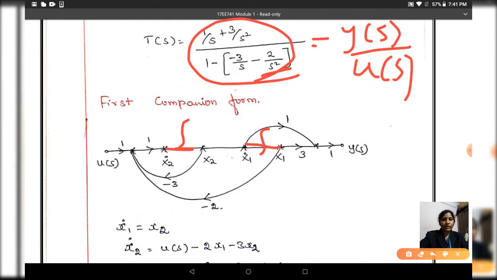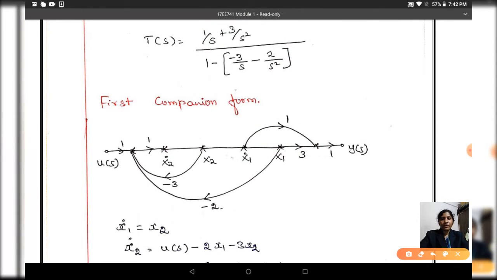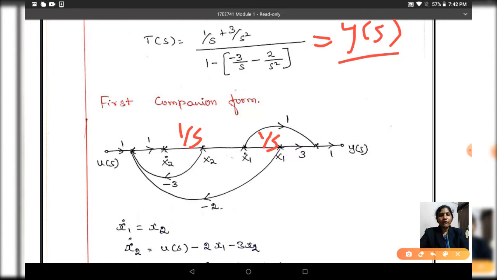From y of s, 1 comes from x1 dot, and minus 1 by s. One more term is 3 divided by s square, which means it has to cross through two integrators: the first integrator and the second integrator. After that, one more integrator, that is 1 by s. Here we have 1 by s. This is y of s by u of s.